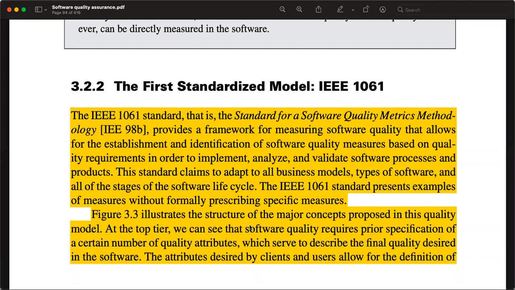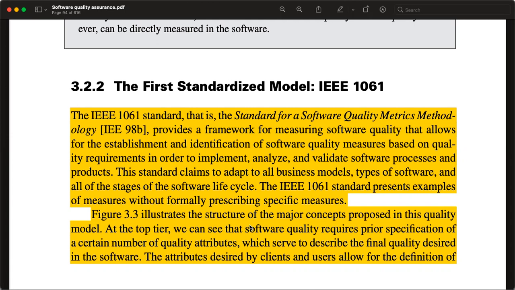Hi everyone. So today we will discuss the IEEE 1061 standard, which provides a framework for measuring software quality, and it also allows the establishment and identification of software quality measures based on quality requirements in order to implement, analyze and validate software processes and products. This standard claims to adapt to all business models, types of software, and also all stages of the software lifecycle. IEEE 1061 presents examples of measures without formally prescribing specific measures.